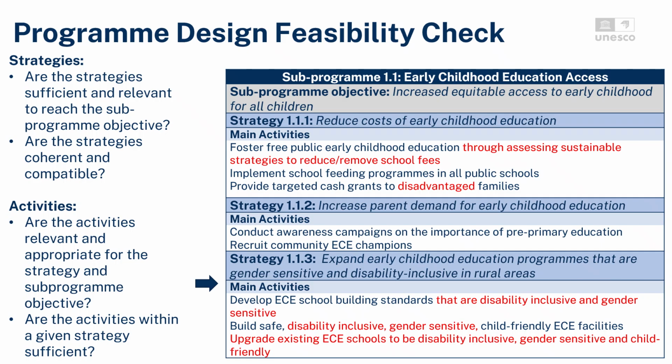We can likewise adjust some of the activities to be more specific and relevant. Foster free public ECE is quite broad. We could instead specify that the activity would be, for instance, to foster free public early childhood education through assessing sustainable strategies to reduce or remove school fees. Provide targeted cash grants could also be refined to specify that they would be entitled to disadvantaged families, as they are the ones who will need support with ECE costs.